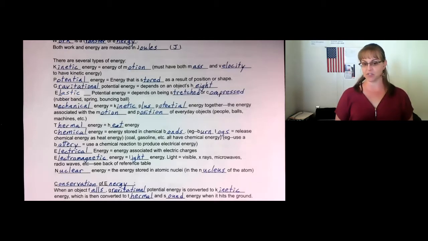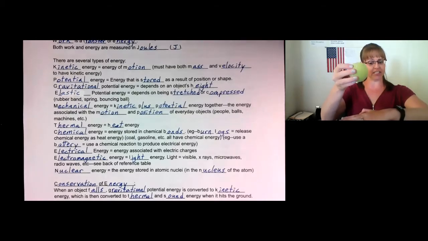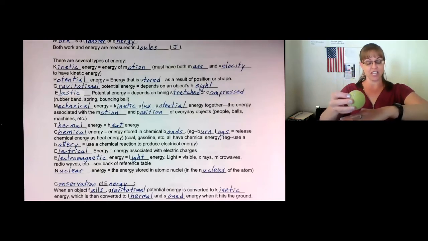The reason they add those two together is because they are so easily transformed back and forth. For example, a ball that falls first has potential energy. Then, as it begins to move, it has some kinetic energy, but still has potential energy until it hits the ground. It gets more and more kinetic energy as it speeds up and less potential energy as it gets closer to the ground.